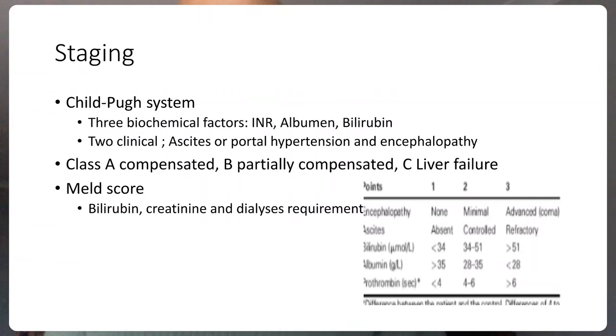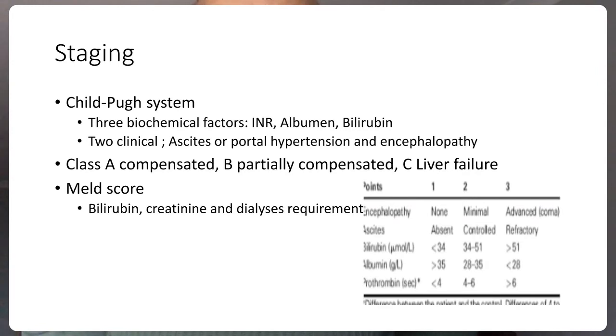It's very important to know the stage of the liver disease that we are dealing with, and there are a few staging systems, but the most famous and has been there for a long time is the Child-Pugh scoring system. What does that mean? That means we need to classify the liver. It's a system that classifies the liver status or the liver function into compensated, intermediate, and decompensated. The compensated will be Class A, Class B is partially compensated, and Class C is liver failure, where the majority of patients will die within the next 2 years.